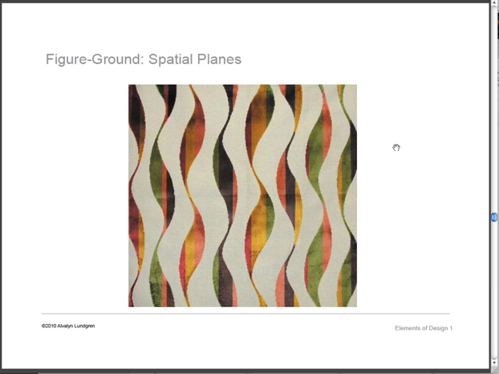Figure ground helps us set up spatial planes. This is an upholstery design, and the white forms are figure against a striped ground in the background. The white forms, since they overlap and cut across the edges of those stripes, are visually sitting in front of the stripes. So we have a sense of foreground plane, which is almost white, kind of a creamy color, and a background plane behind it, which contains all the striped motif.